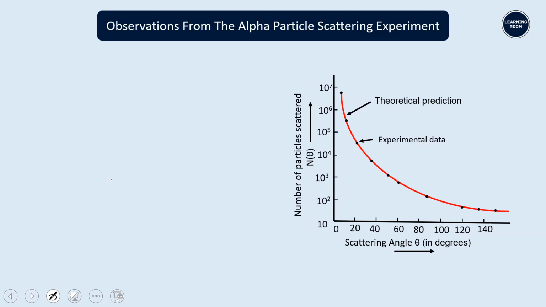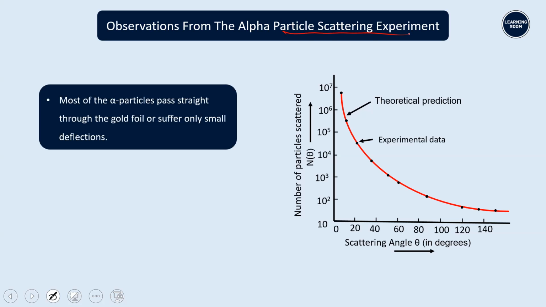So what are the main observations from the alpha particle scattering experiment? One thing you could say is most of the alpha particles pass straight through the gold foil or suffer only small deflections. First thing, that should not have happened, right? Because according to Thomson, the whole atom is positively charged. Helium is also positively charged. So positive charges approaching a positive charge are repelled. But what is observed? They actually penetrated through the gold foil.